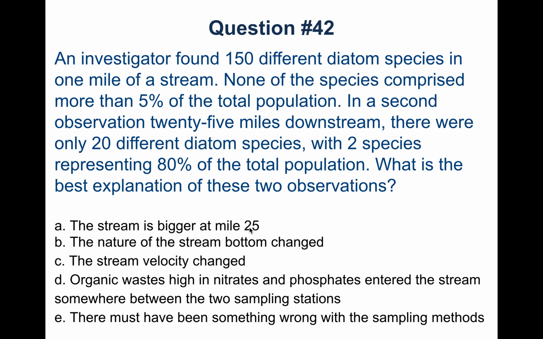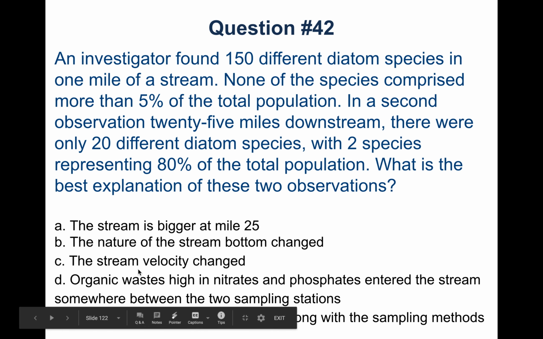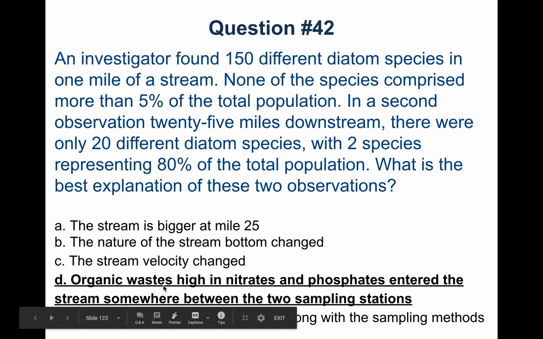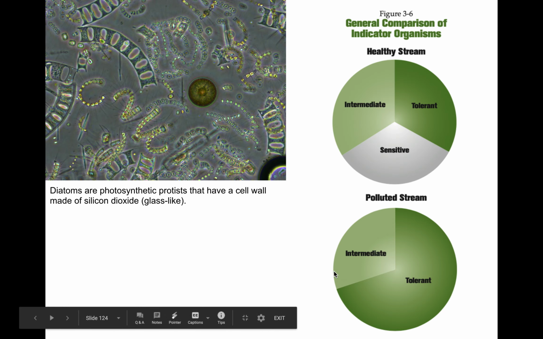So no, not the stream is bigger. Diatoms are pretty tiny. The nature of the stream bottom changed? Not really. Stream velocity, nah. The main thing is likely organic wastes entered the stream somewhere between the 2 sampling stations.